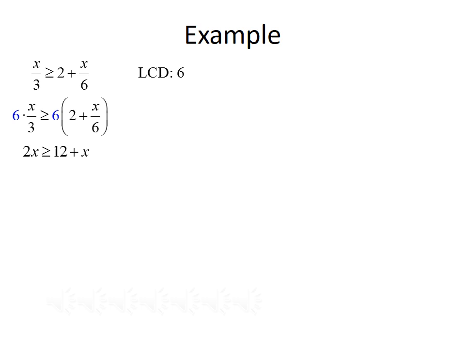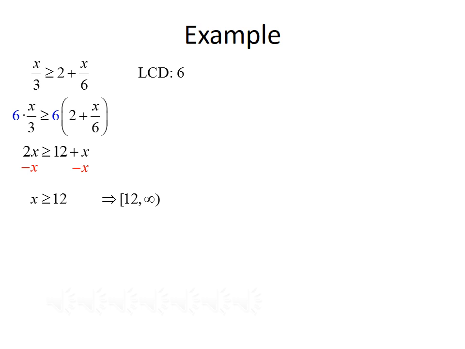The left-hand side simplifies to be 2x, and when we distribute the right-hand side, we'll get 12 plus x. Now we want to get all of our x's on the same side of the equation, so we subtract x from both sides of the equation, which leaves us with x is greater than or equal to 12. We're now ready to write this in interval notation.